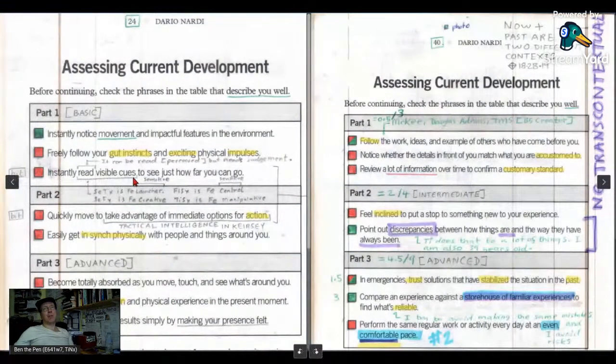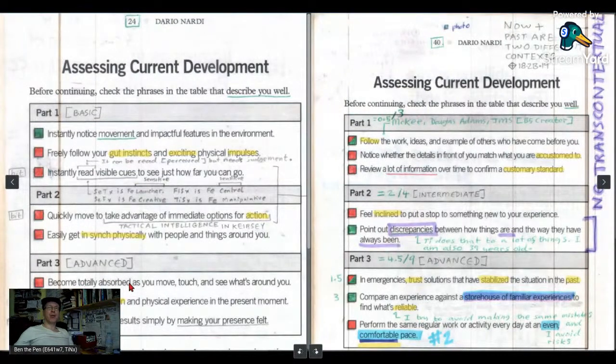Instantly read visible cues to see how far you can go. ISTJ might read some visible cues, but not to see how far they go, just because they're observant. Quickly move to take advantage of immediate options for action. No, ISTJ won't do that. That's tactical intelligence. Easily get in sync physically with people and things around you. No.